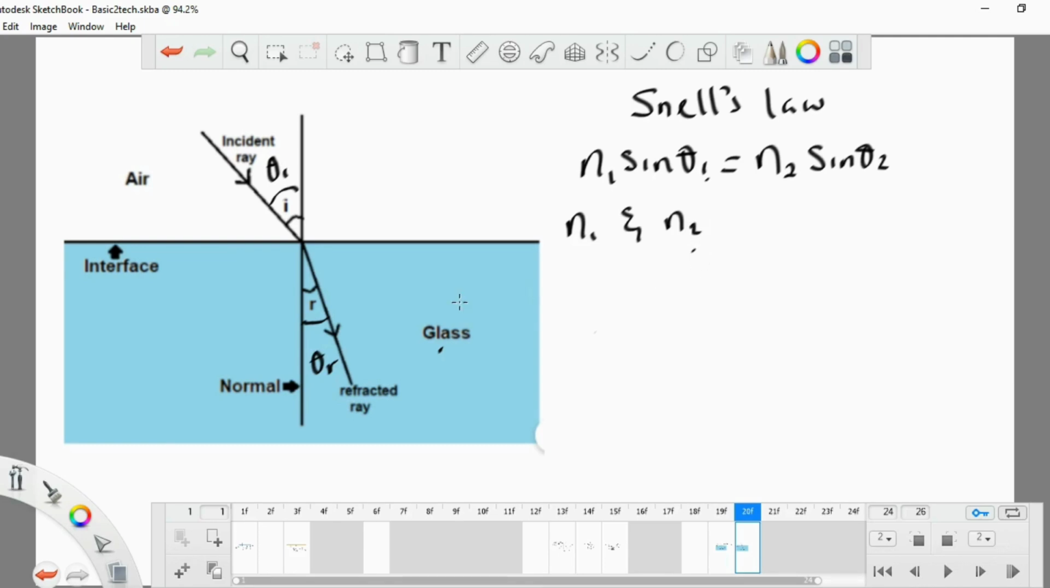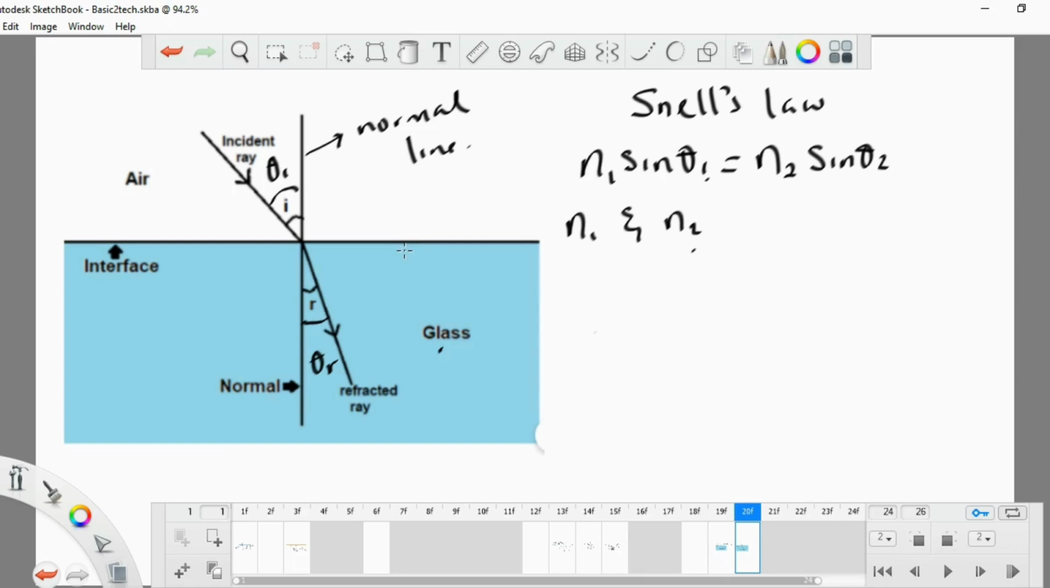Now, as you can see on the screen, both angles are measured from the normal line. This straight line right there is called the normal line. While this line right here is the surface or the interface.